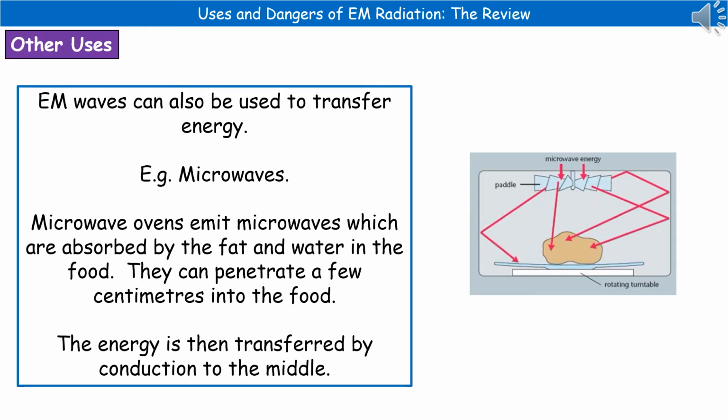One thing they used to like was a question about the difference between cooking using microwaves and infrared radiation. So we know electromagnetic waves can be used to transfer energy, and microwaves are one example of these. Your microwave oven emits microwaves which are absorbed by the fat and water in the food, and they're actually able to penetrate a few centimetres in. From those first few centimetres in all the way around, energy is then transferred by conduction to the middle.